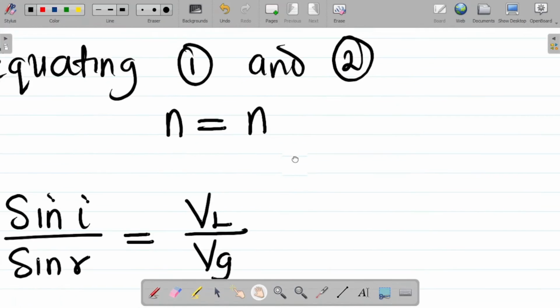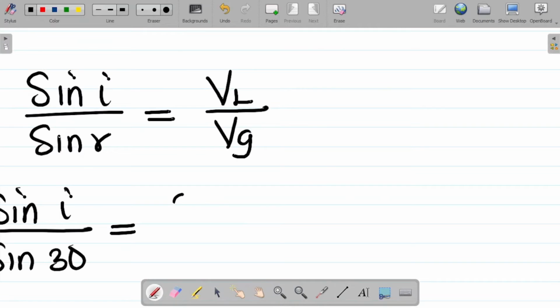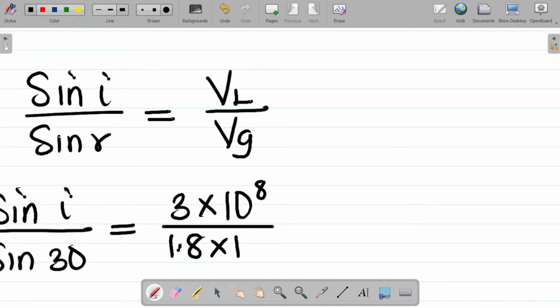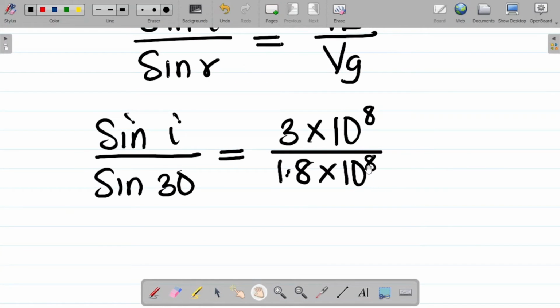The value we have for VL is 3 times 10 to the power 8, all over VG. We got VG as 1.8 times 10 to the power 8, as given in the question. All right, so my task here will simply be to find the value of i. So how do I get this value of i? What do I do?